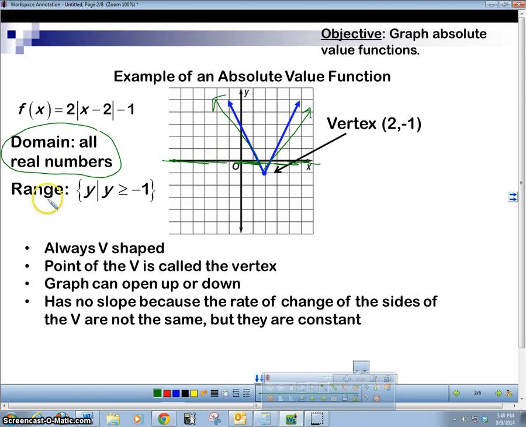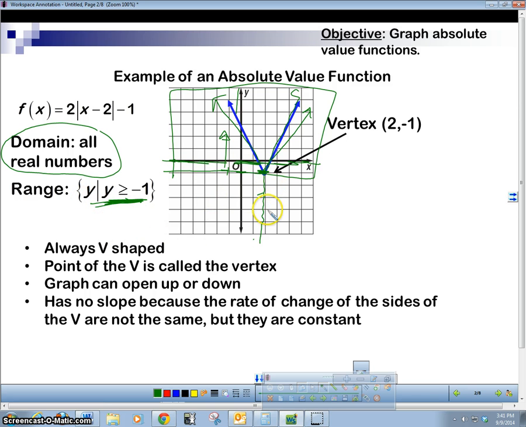So we have all real numbers as our domain. Our range, however, is going to be above the y value of -1, because here's -1. So we're looking up and down, just at this axis. If we start here at -1 and go up, up, up, this is where we start, and our graph is going to stay above that. So all the values above -1 are in our range. Okay, so that's our range.